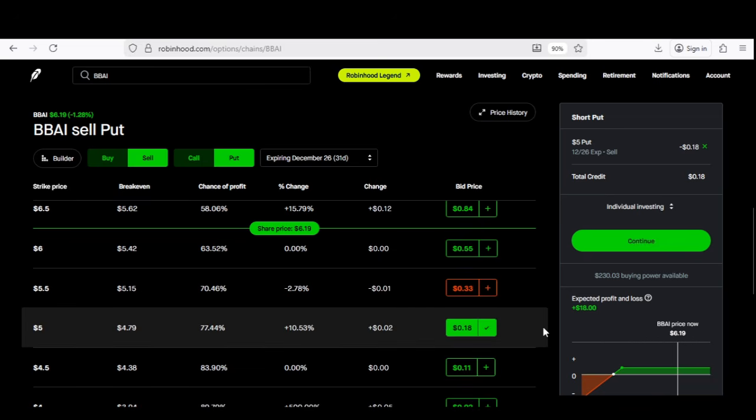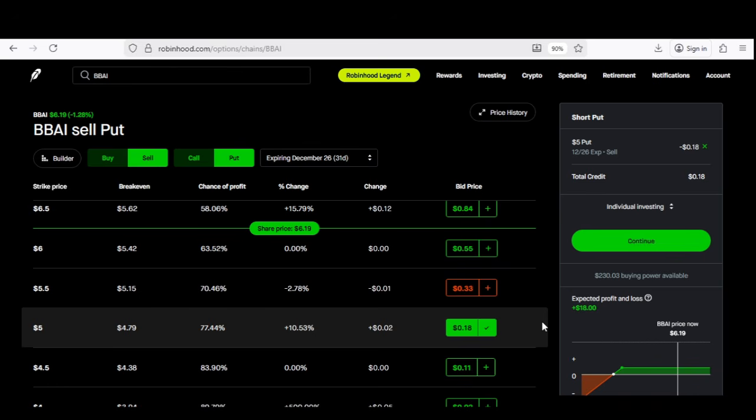Now, here's the kicker. You are leaving $500 in order to make $18, but do not look at the monetary value of what you're going to be receiving. Look at what I like to call the ROI, or your return on investment. Your return on investment for this trade is going to be a 3.6% return. How did I come up with that? You divide the $18 you receive by your $500, and you get 3.6%.